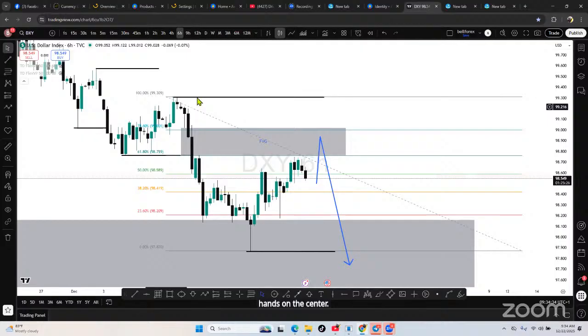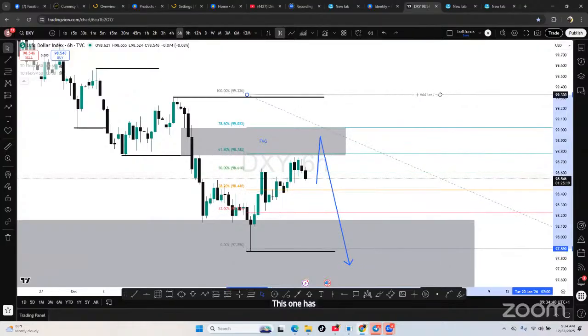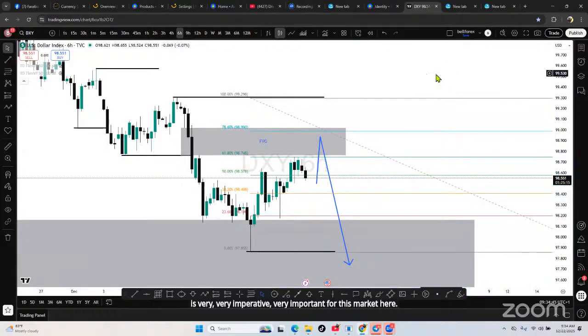There's a Fibonacci zone here that is very imperative. So we need to consider that zone. We don't need to joke with the zone. So this Fibonacci zone is very, very imperative, very important for this market here. So this is the zone.